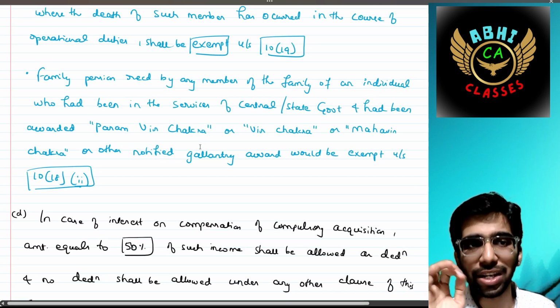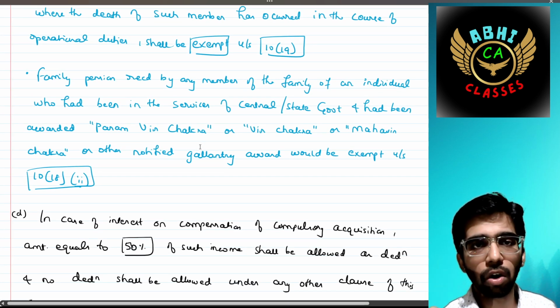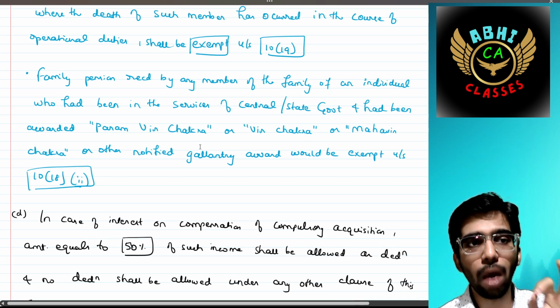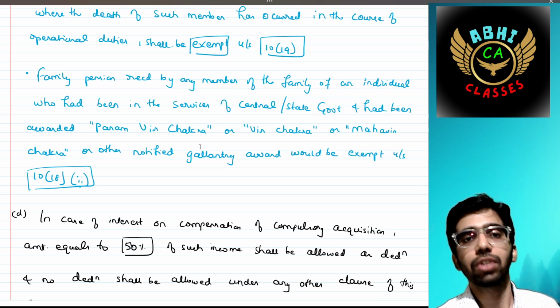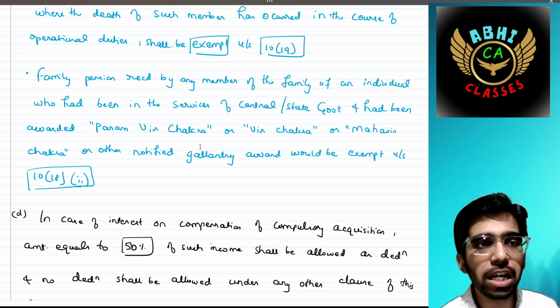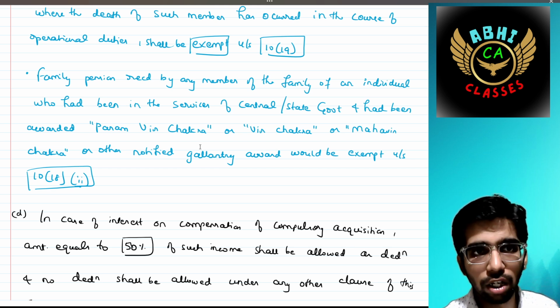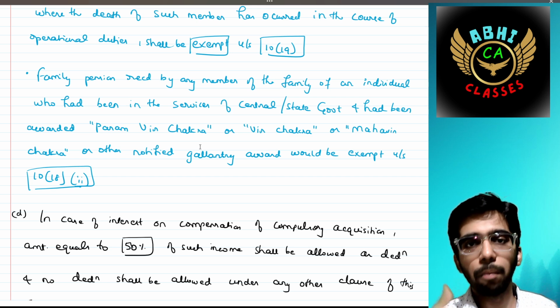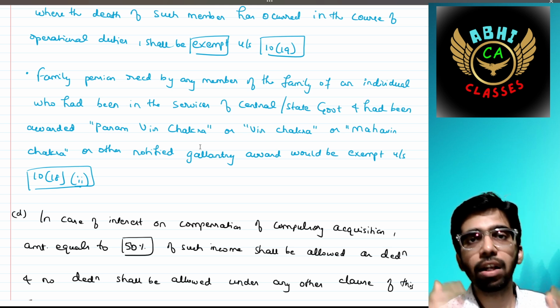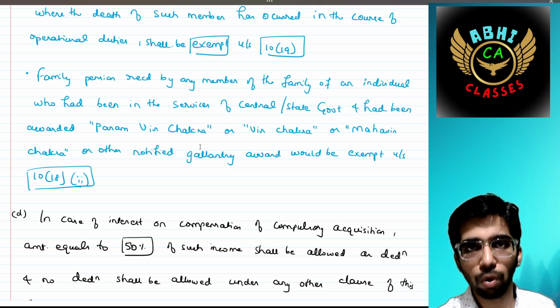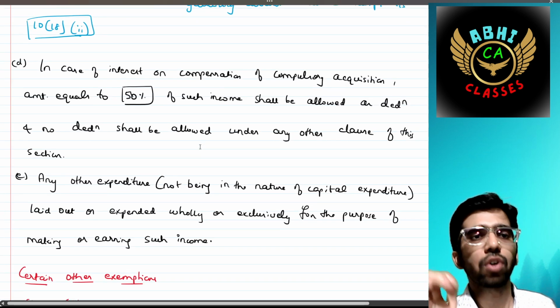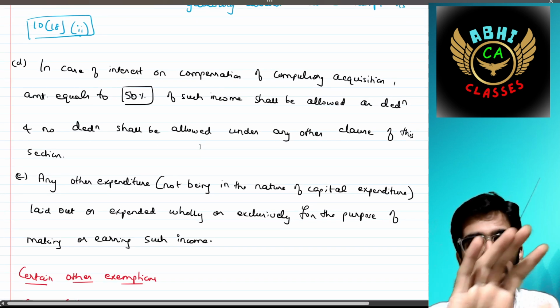Then family pension received by any member of the family of an individual who had been in the services of the central government or state government and had been awarded Param Vir Chakra, Vir Chakra, Mahavir Chakra or any other notified gallantry award would be exempt under section 10(18)(ii). The same concept. In case of interest on compensation, both exemptions are over.